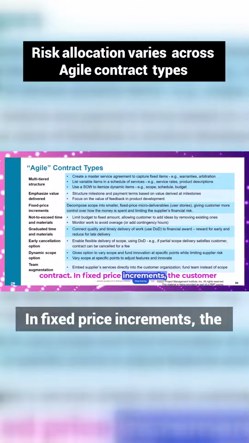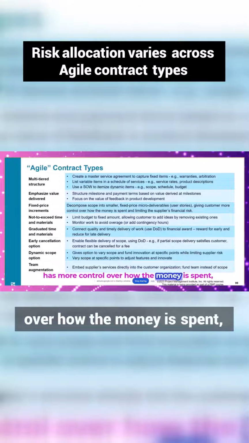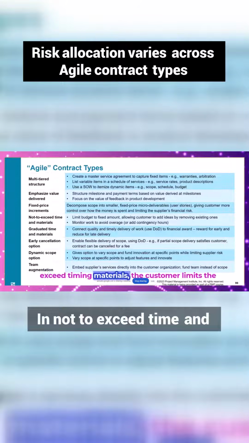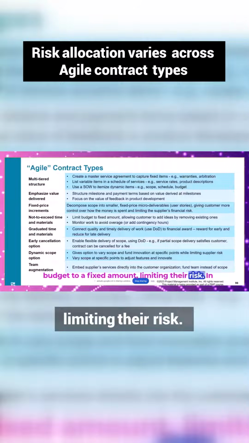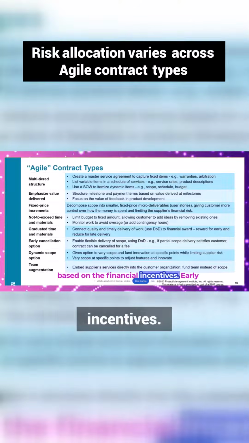In fixed price increments, the customer has more control over how the money is spent, limiting the supplier's financial risk. In not to exceed time and materials, the customer limits the budget to a fixed amount, limiting their risk. In graduated time and materials, the risk is shared based on the financial incentives.